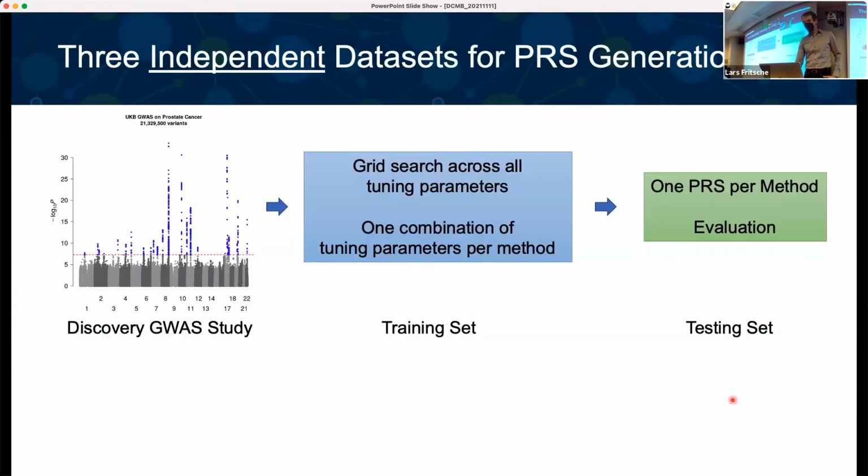And so when we want to construct a PRS, we aim to have at least 3 independent data sets. So we need the discovery GWAS studies that we use to find susceptibility variants. And then we need a training set that we use to get the tuning parameters that tell us this might be the setting that works best for that GWAS and that phenotype we're interested in. And because you want to avoid overfitting, you want to evaluate that PRS in a testing set. And you can also think about a 4th data set where you then actually are going to work with the PRS, but here I'm focusing only on those 3 independent data sets.